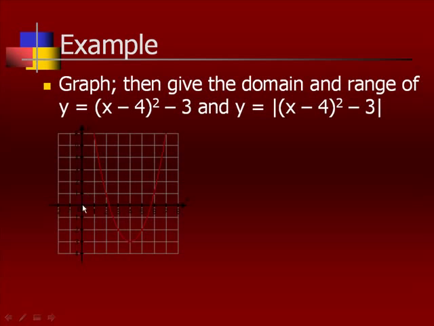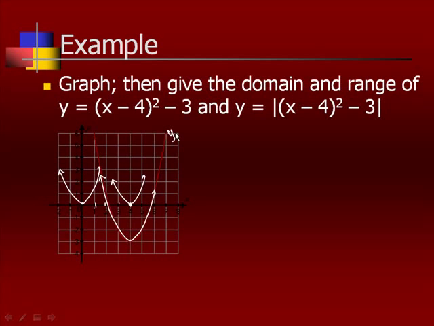So what we do is we start over and we say, well, y equals x squared looks like this. X minus 4 squared means we're moving over to 4, and then we put our parabola on there. And then minus 3 means we drop down 3. So this red graph that I'm coloring white, this is our y equals x minus 4 squared minus 3.